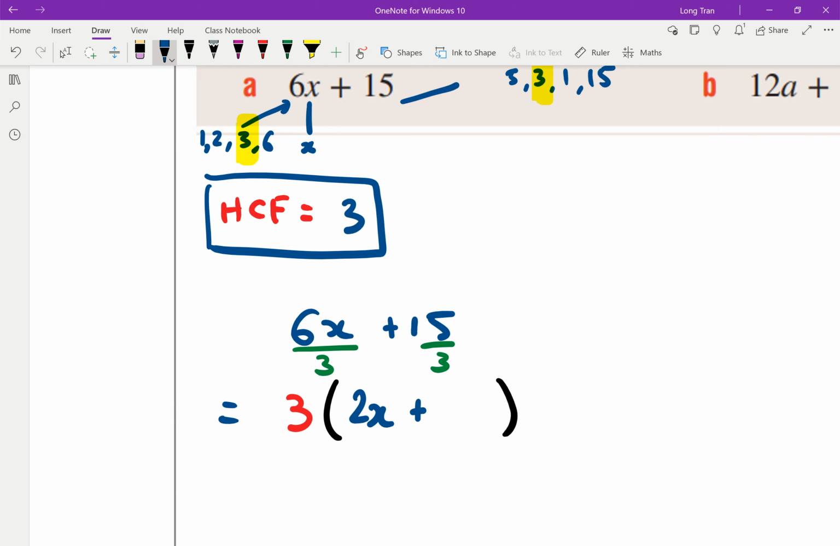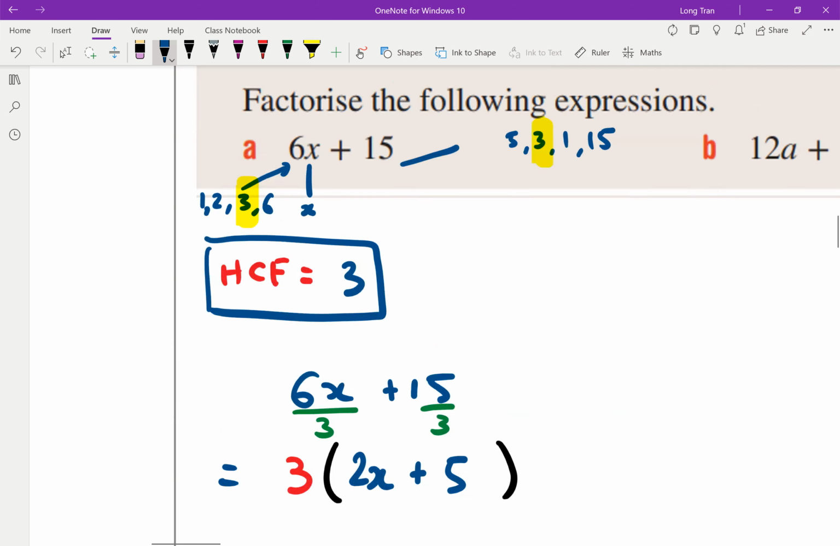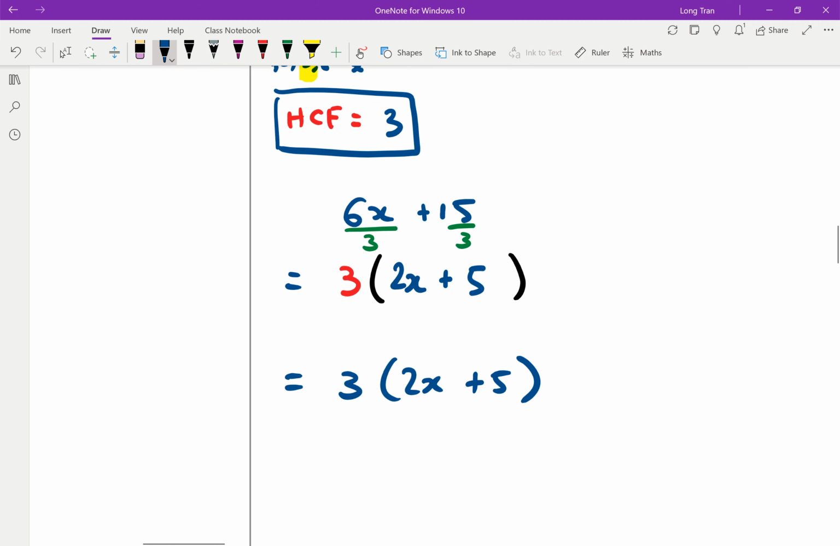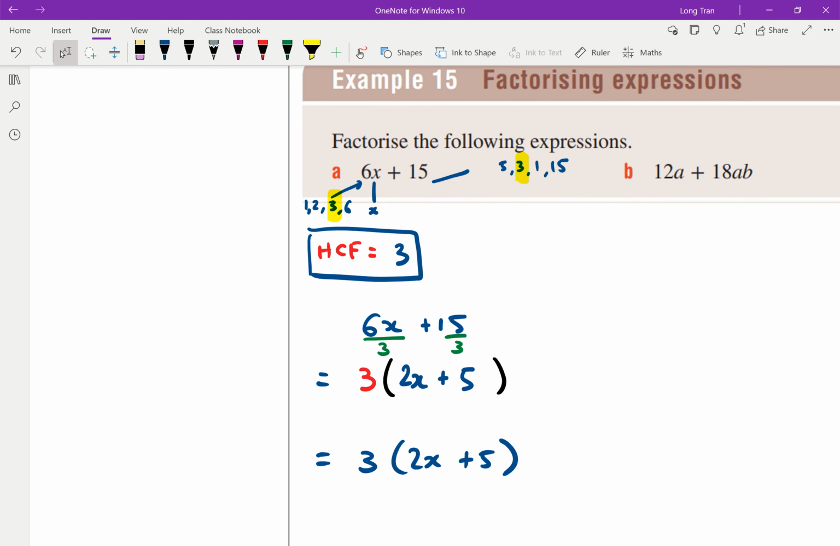Very good. This is your factorized answer. So my answer is 3 bracket 2x plus 5. That's what they want you to do. So you can see here, if you expand this, you should get that. If you factorize this, you should get this. Okay, that's the skill. So the first step is to find 3.